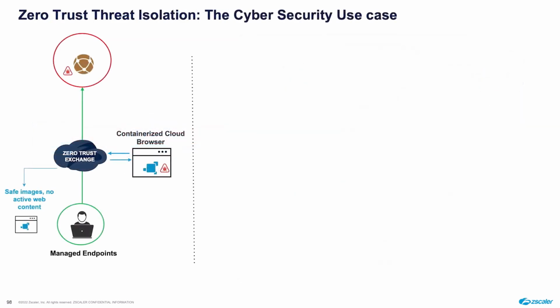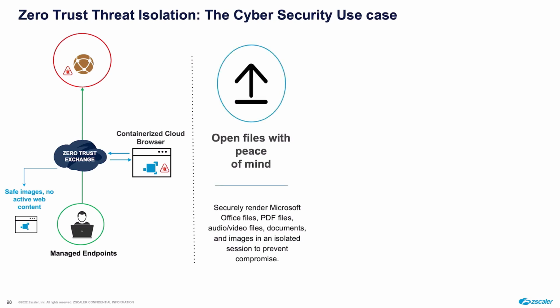So we'll go into more detail now into the zero trust threat isolation, the cybersecurity use case. There's multiple things we deliver here. First and foremost, you can actually open files with peace of mind. If a user is downloading a file, it can also contain active content. For instance, a lot of files like Google Docs or Office 365 documents like a docx often contain macros in them. Sometimes the attackers create the doc files with malicious macros, which when they execute will lead to a compromise of the end system.